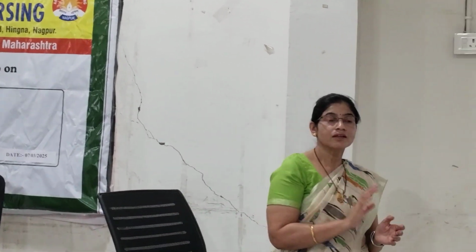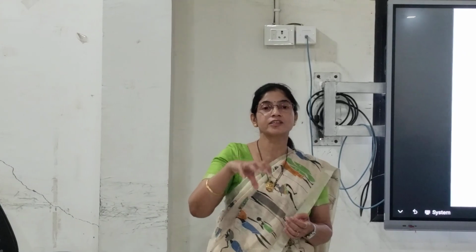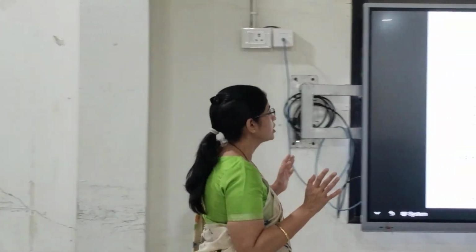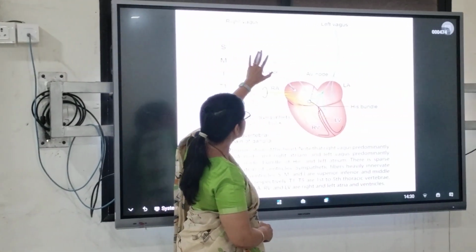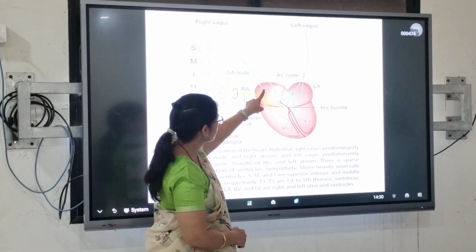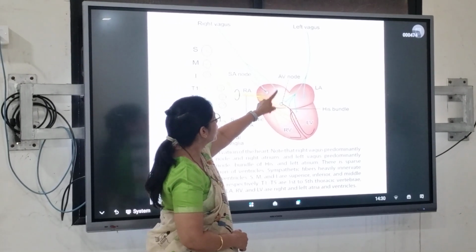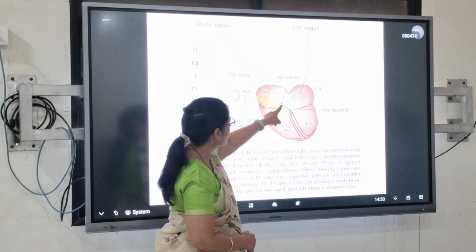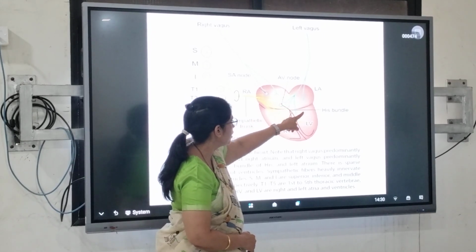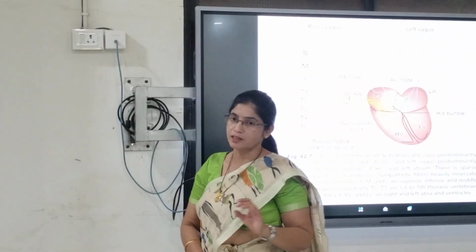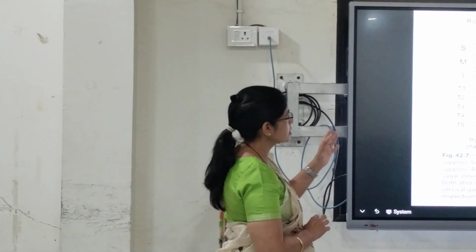The main nerve which dominates the function of the heart, that is the heart rate, is the vagus nerve. We have a right and a left vagus nerve. You can see the right vagus nerve mainly supplies the SA node. Here there is the AV node, and the left vagus again supplies the AV node and some part of the atria and a very little part of the ventricles. So the vagus mainly supplies the SA node, the AV node and a very little part of the atria. So that is the vagus supply.